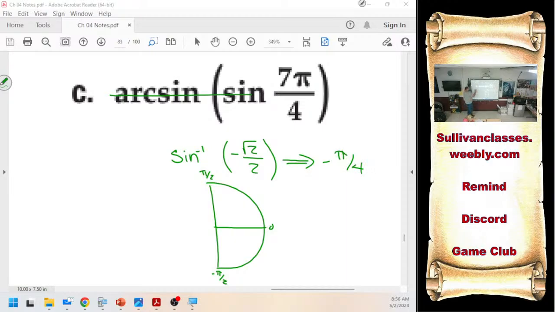Remember that arc sine has a domain of negative 1 to 1 and a range of negative pi over 2 to pi over 2. I can't get a 7 pi over 4 out because it's not in my available range.